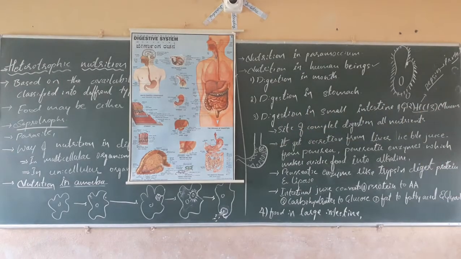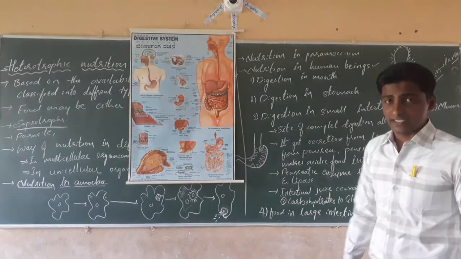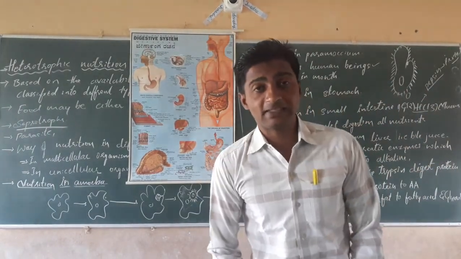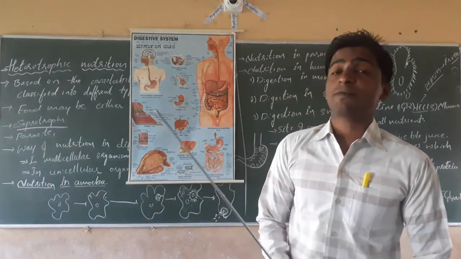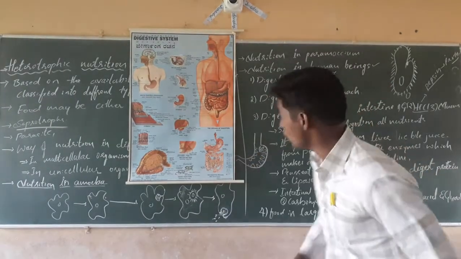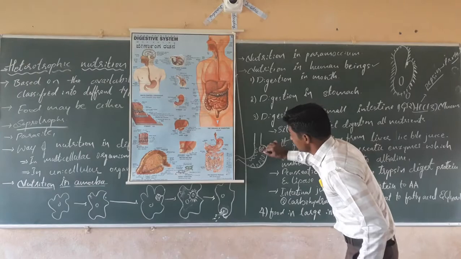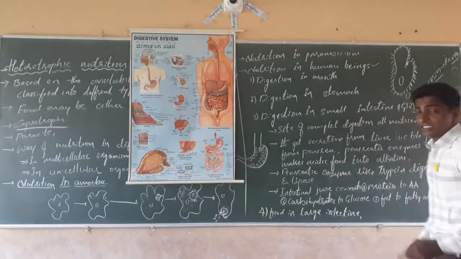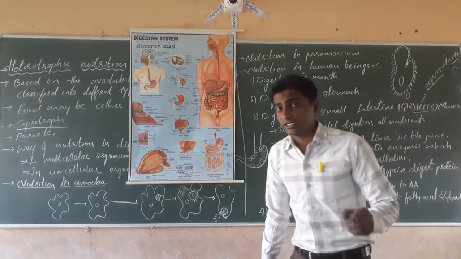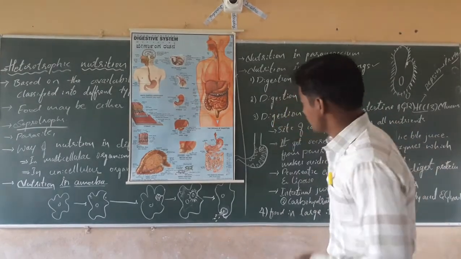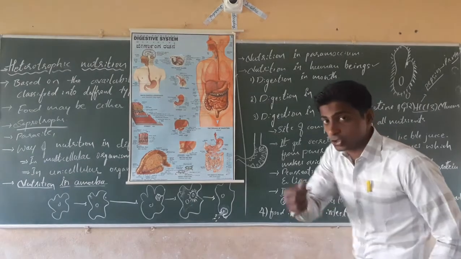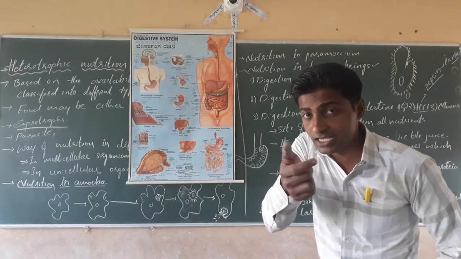The next, along with that, mucus is secreted. A sticky substance called mucus is also secreted by the gastric glands. The main function of mucus is to protect the inner wall of the stomach. Why? See, hydrochloric acid is a very dangerous acid, which may affect the inner wall.